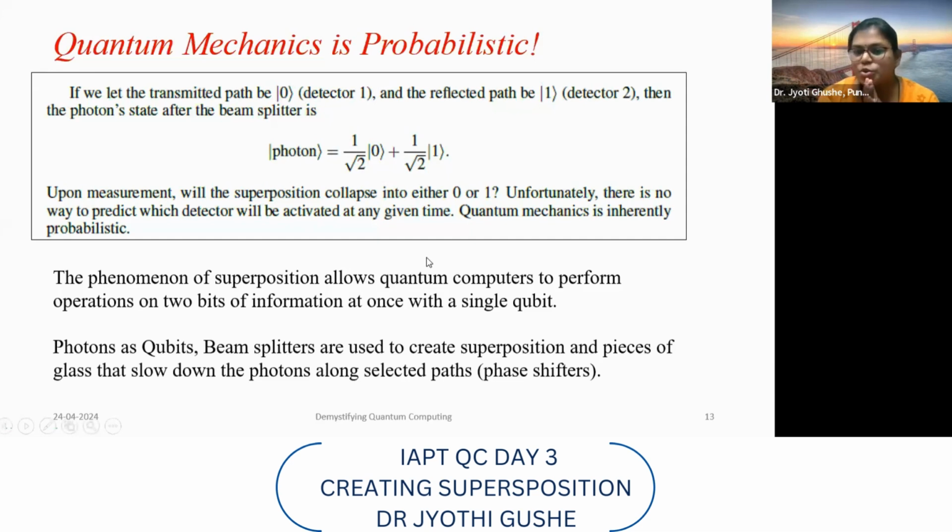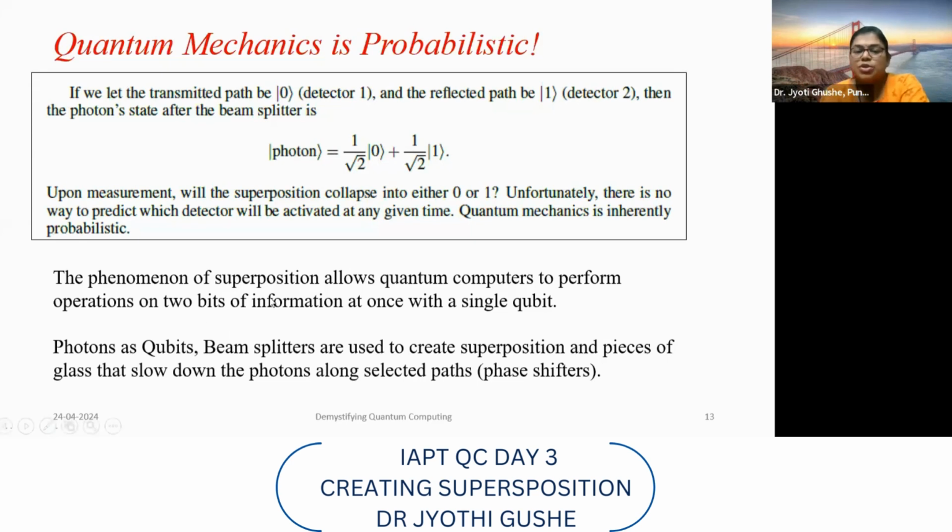So of course, what is the probability? How do we calculate the probability? We talked about these being alpha and beta. We talked about the normalization condition: alpha square plus beta square is 1. So what will be the probability of getting the photon transmitted? 50%, 1 by 2. What is the probability of getting the photon reflected? Again, it is 1 by 2 or 50%.